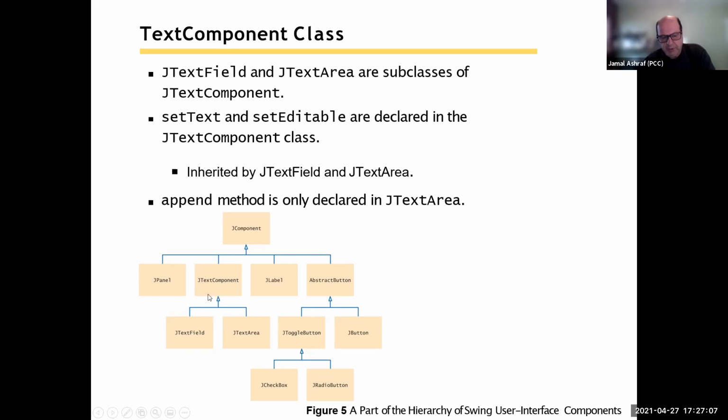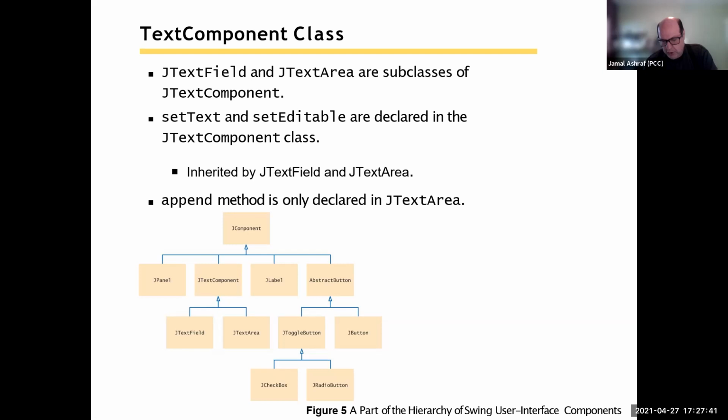Because they're coming from there, they're going to have something common and something specific. For example, append is only for text area. The text field doesn't have append, but set text and set editable are common in both. That means it's coming from the super, so both of them are going to have it. So set editable can be applied to JTextField.